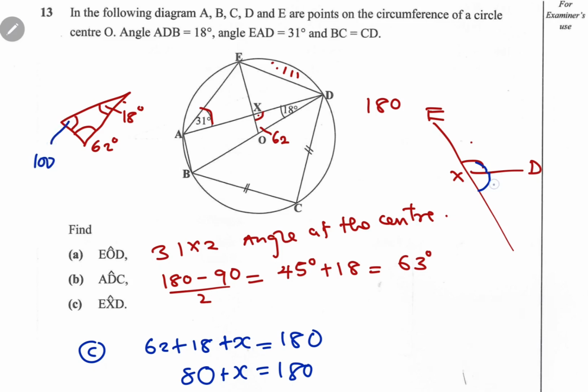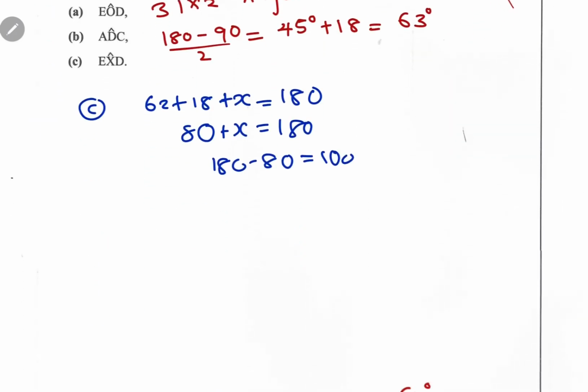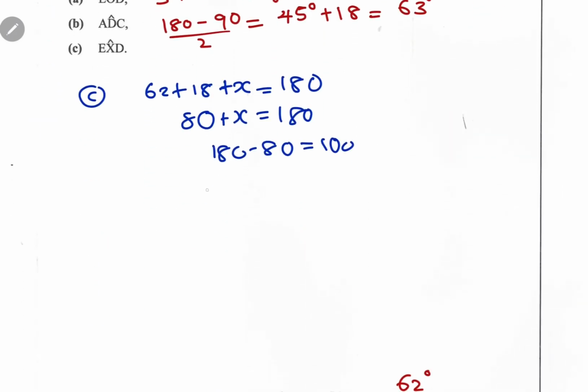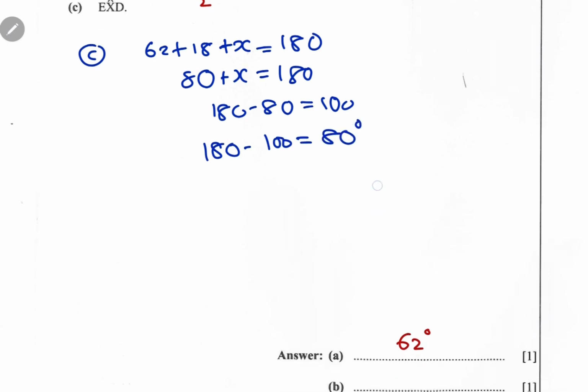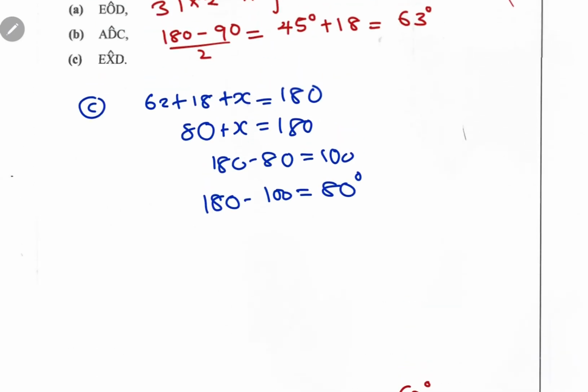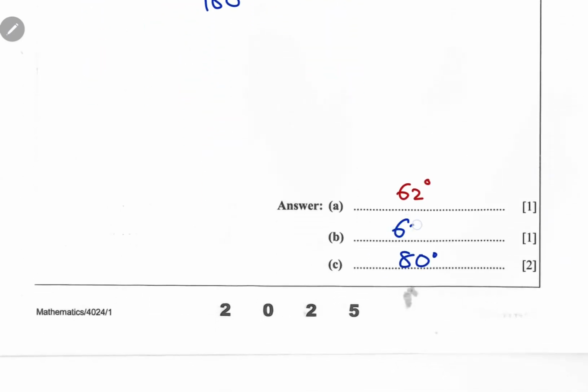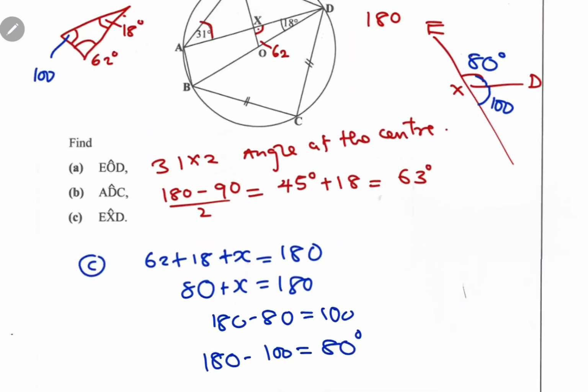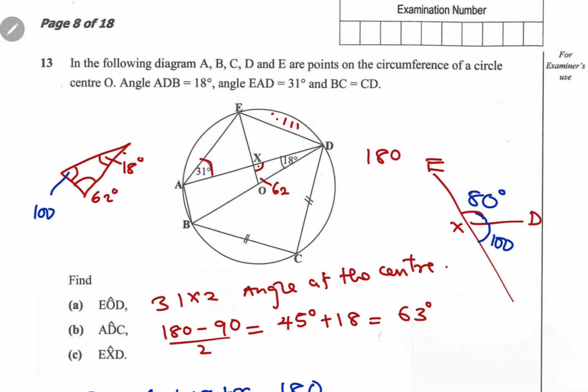Now, if this angle is 100, out of 180, we are going to say 180 minus 100 is equal to 80 degrees. Therefore, this angle is 80 degrees. Then this mid angle, what did we find? I bet you found 63 degrees. I guess we are together up to this point.